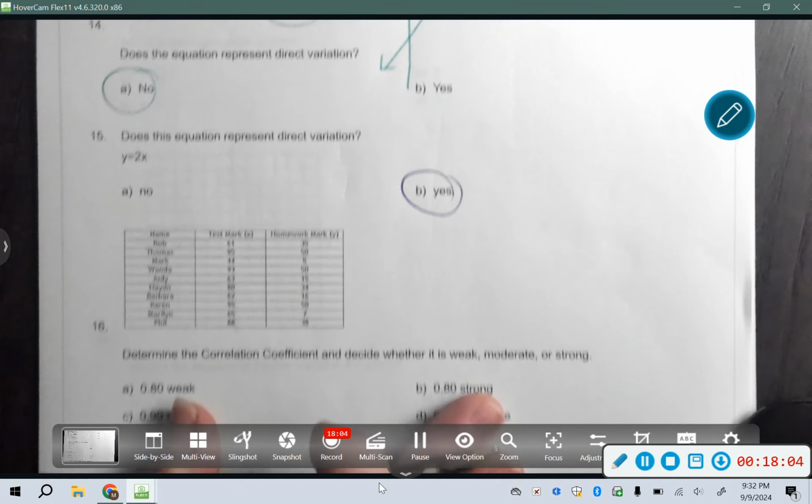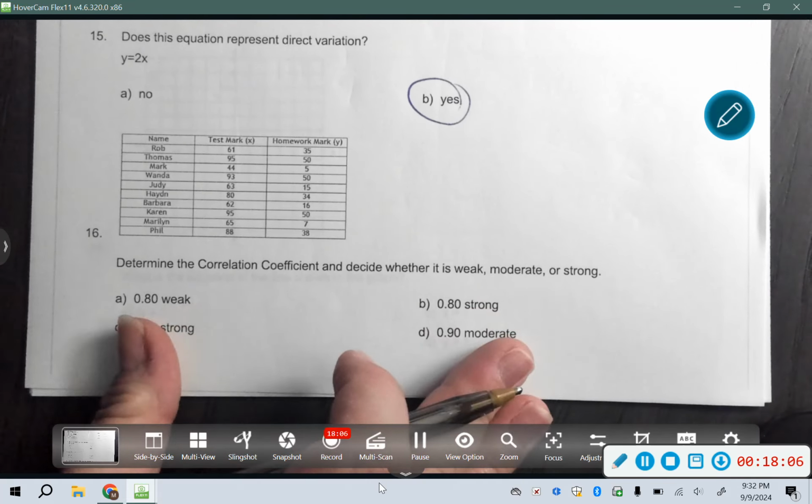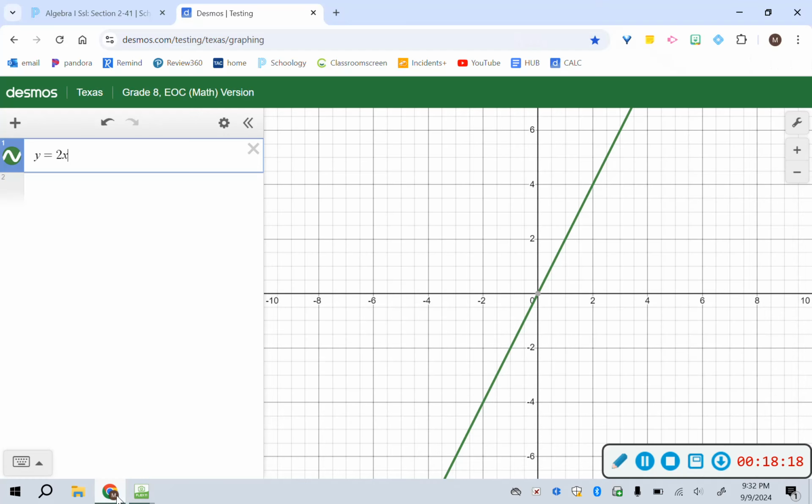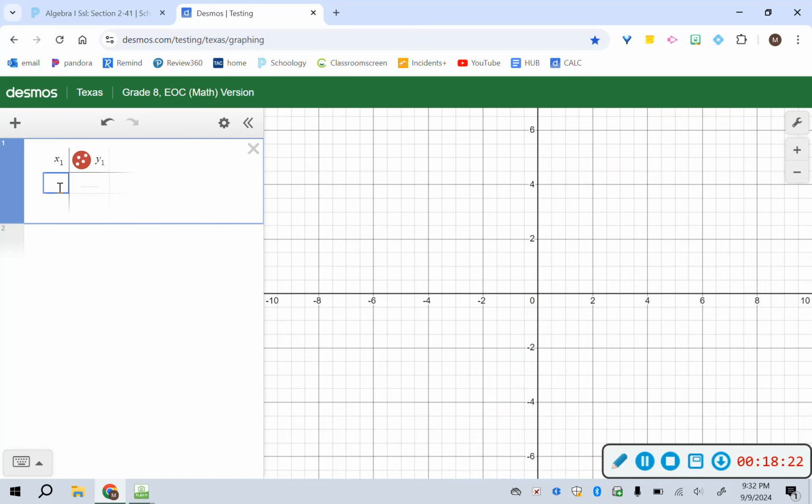Okay, let's look at number 16. So we need to put this in our table. So it says determine the correlation coefficient. Anytime you see anything talking about moderate, weak, strong, we know it's a scatter plot. The sucky thing about scatter plots is we have to type in every single point. So we're going to type in every single one.